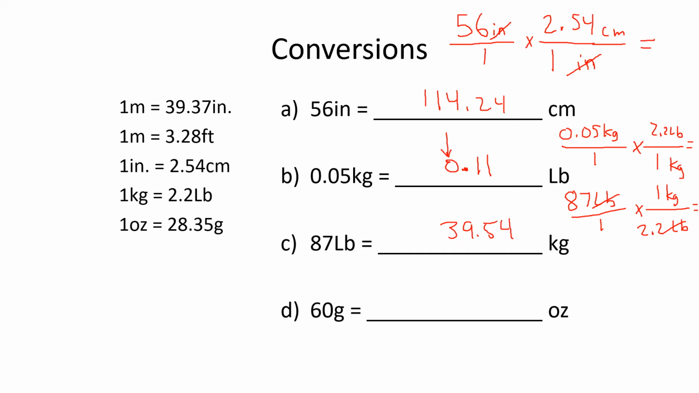And let's do this last one. 60 grams. We want grams at the bottom. So for every 28.35 grams, you get 1 oz. So we divide by the conversion factor. 60 divided by 28.35 gives you 2.11. All right. Not too bad.